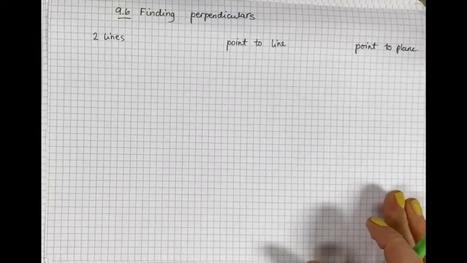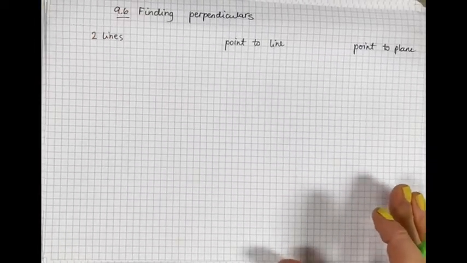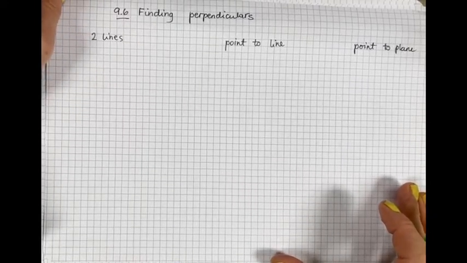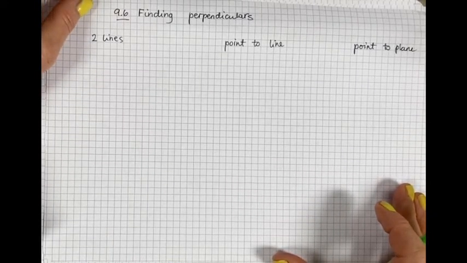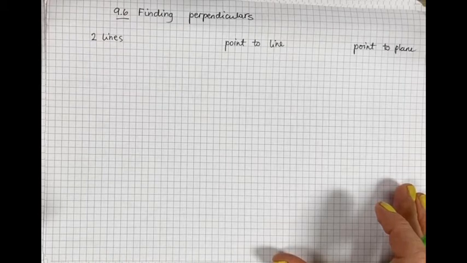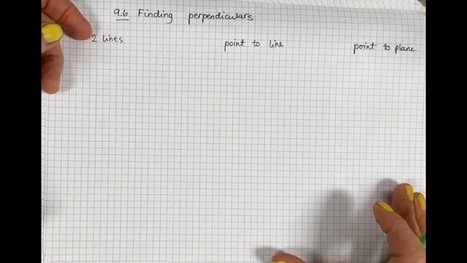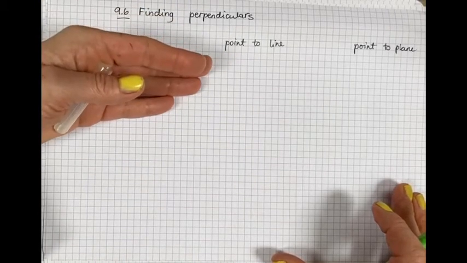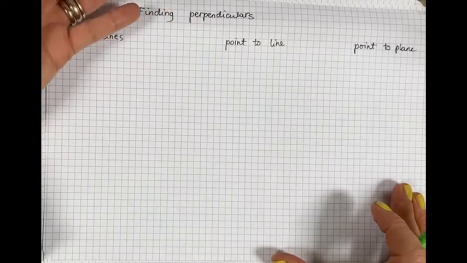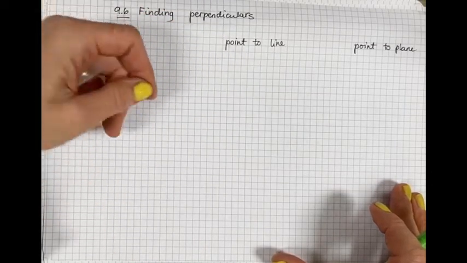Section 9.6. I think it's the last section. So looking at how to find perpendiculars, or the shortest distances between two straight lines, or from a point to a given line, or a point to a given plane. That's what we're going to consider.